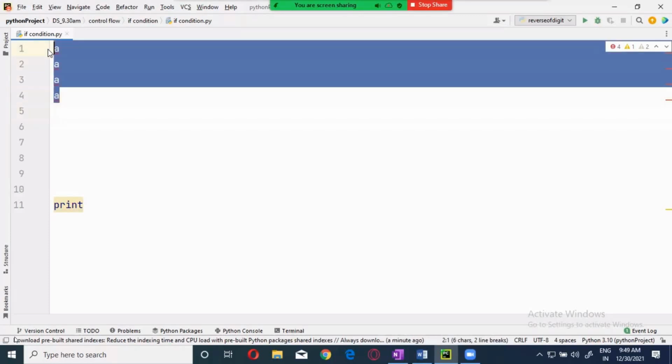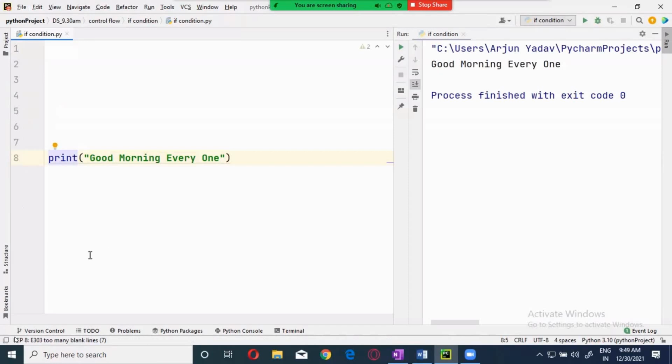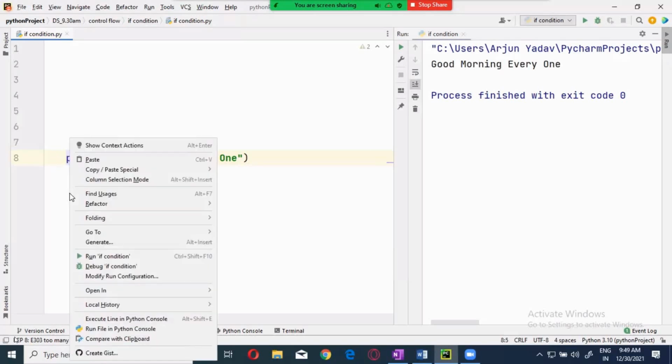So whenever you are writing anything over here, you have to write it something like this. If I say good morning everyone, when I execute it, this will give the output good morning everyone. Now this is along the main program line. Once I move it over here a bit, what will happen? Will it execute? It will raise an error. What is the error that will come?